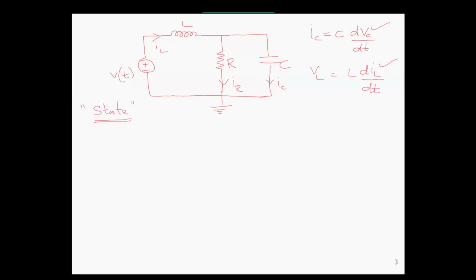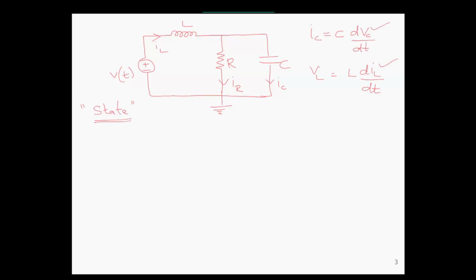And these are general formulas. The current through the capacitor is equal to the capacitance value C multiplied by dVc by dt, the derivative of the voltage across the capacitor. And VL, the voltage across the inductor, is equal to the inductance value L multiplied by the derivative dIL by dt.